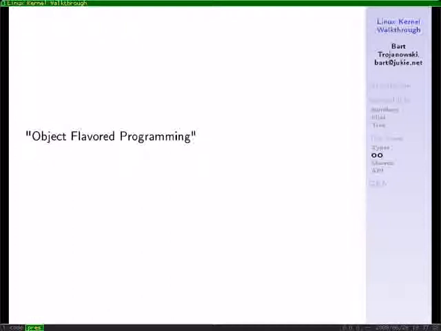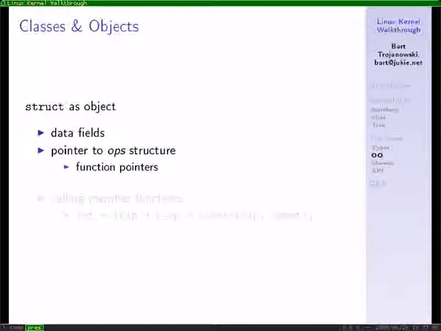Object-flavored programming. I was reading an article recently on the net about the OO in Linux kernel, and there was a distinction drawn between object-oriented and object-flavored. Because C cannot possibly provide all the features that are required for proper OO development, the author of this article dubbed it object-flavored programming. So we'll use that here.